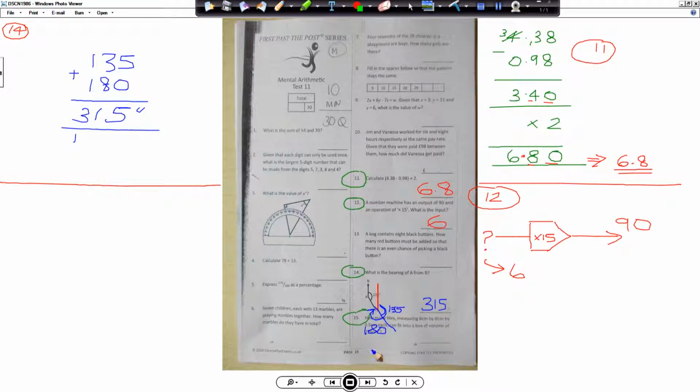Okay, we've got one last one done over here. I need to look at this. I can't even see the question. Okay, are we happy with how we start that question?